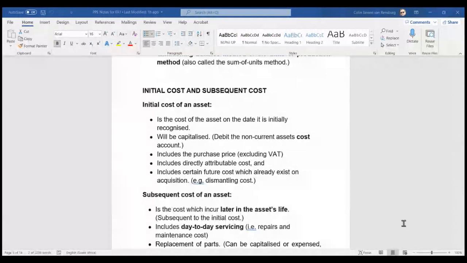When it comes to the diminishing balance method, there it is different. There you do not calculate a depreciable amount up front. So there you do not take the cost less the residual value as the depreciable amount. There, ladies and gentlemen, what happens there?